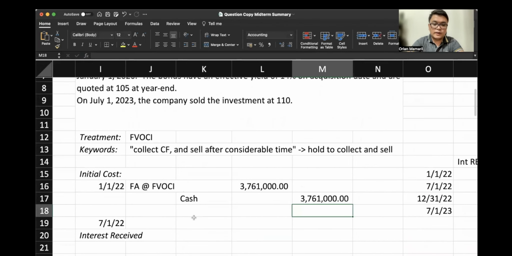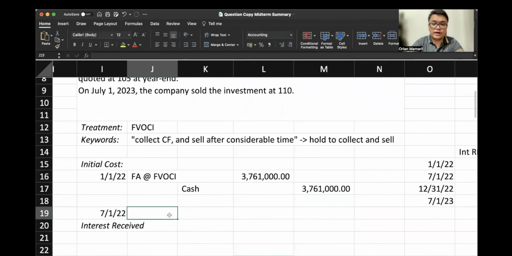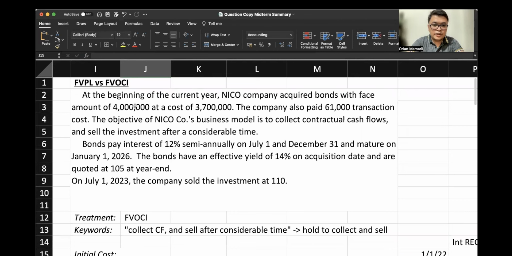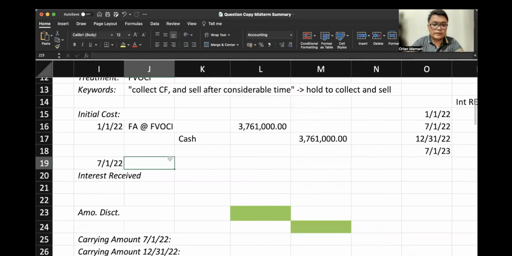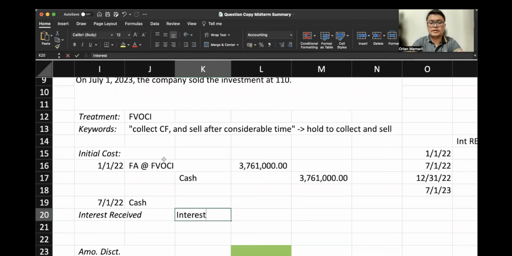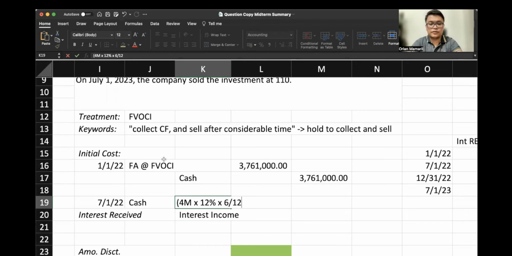On July 1, 2022, once again, we receive our interest, and that would be 4 million times 12% to account for the interest received. So debit cash and then credit interest income. 4 million times 12%, but since this is semi-annual, times 6 months out of 12.